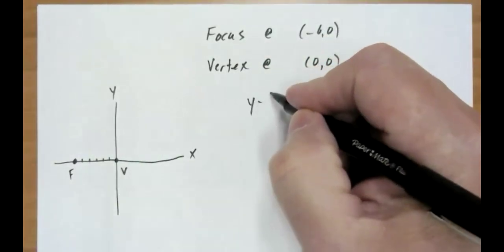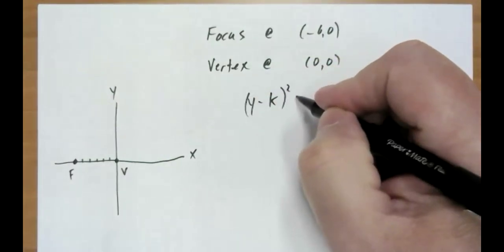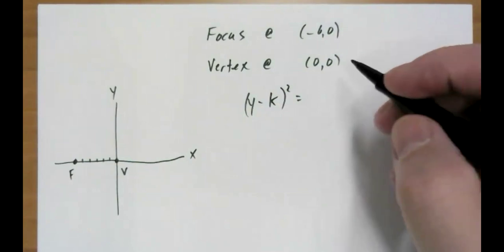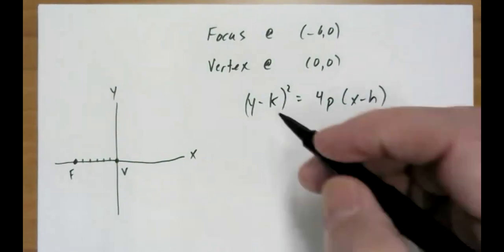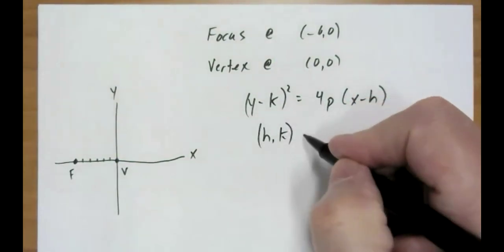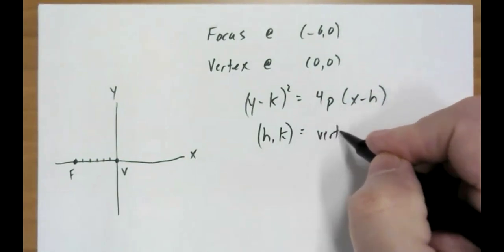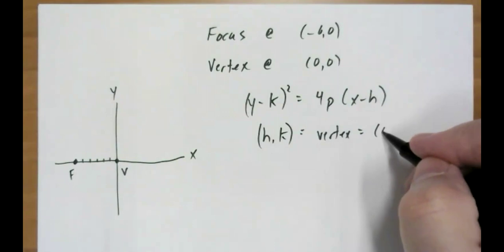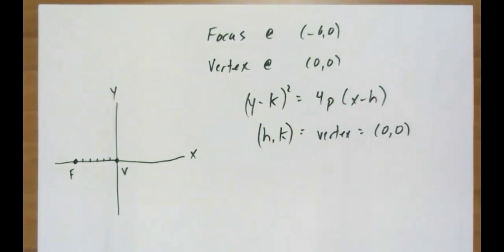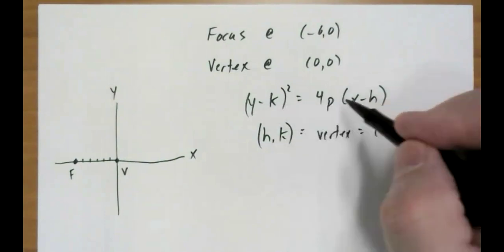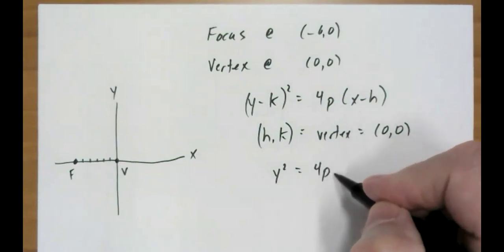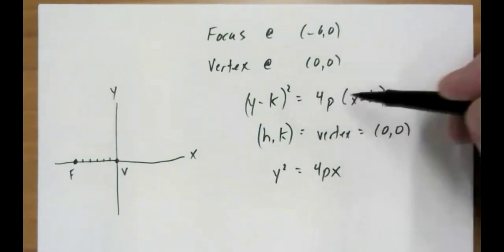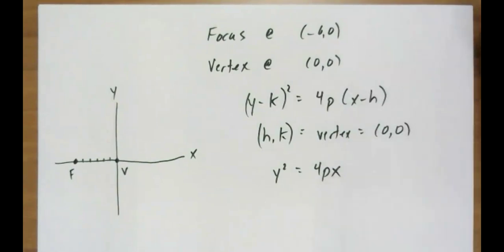So the standard equation for this parabola is going to be (y - k) squared equals 4p(x - h). Now (h, k) is a point, which is the vertex. So since we're given the vertex, we know h is 0 and k is 0. So if I plug those in to my standard equation, there's no more parentheses. Now I just need to find the value of p, and I will have the equation.